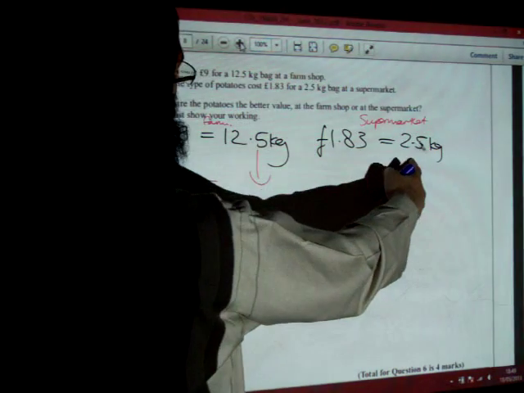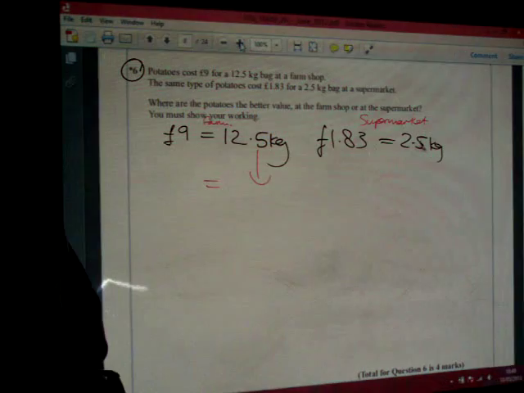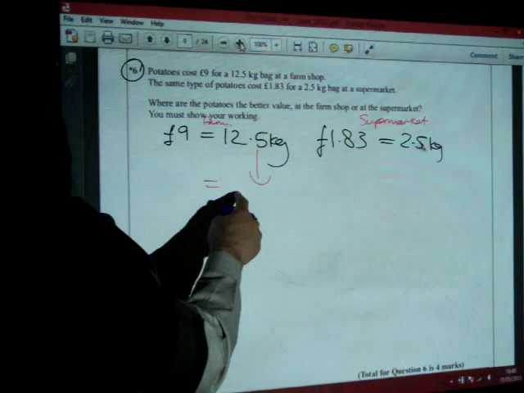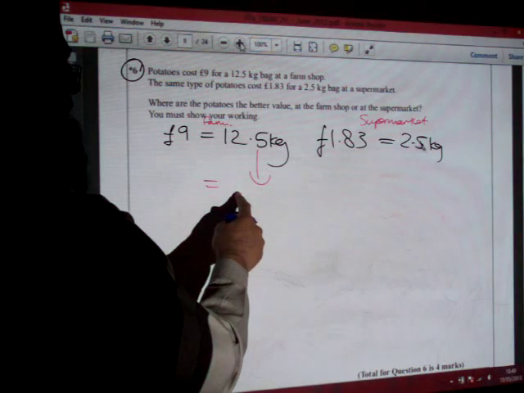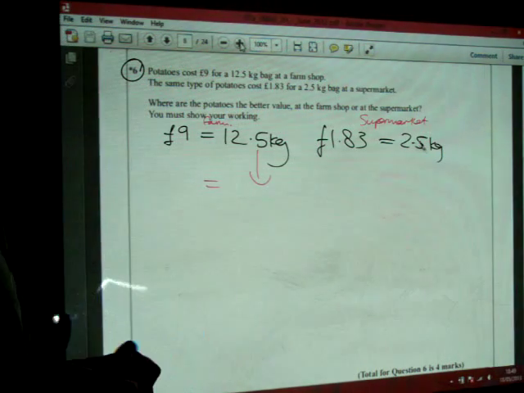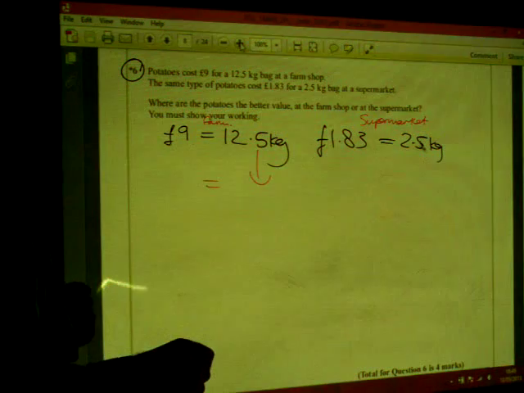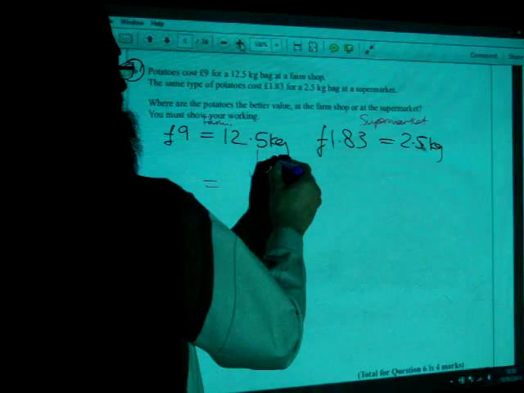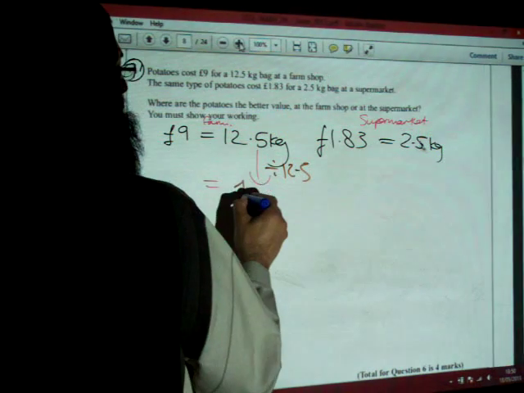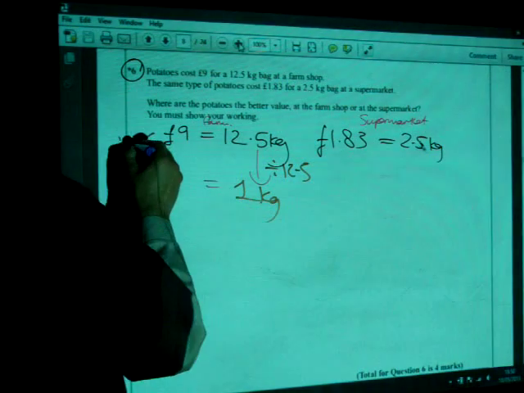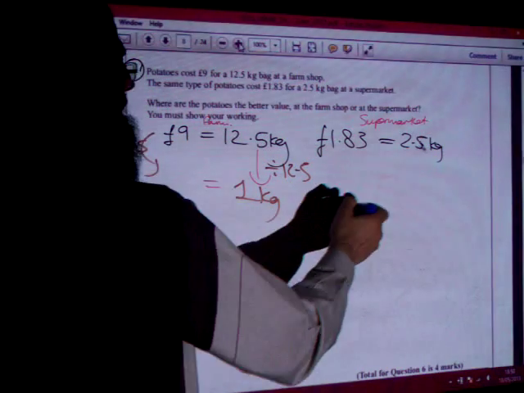Okay, that's 2.5 kilos. I've done 2.5 up to 12.5. Okay, that's another way of doing it. But the unitary way to do it is just get everything down to 1 kilo and compare them. So you divide that by 12.5. That'll give you the 1 kilo cost. So you divide that by 1.5. So what's 9 divided by 1.5? Work that out, please.